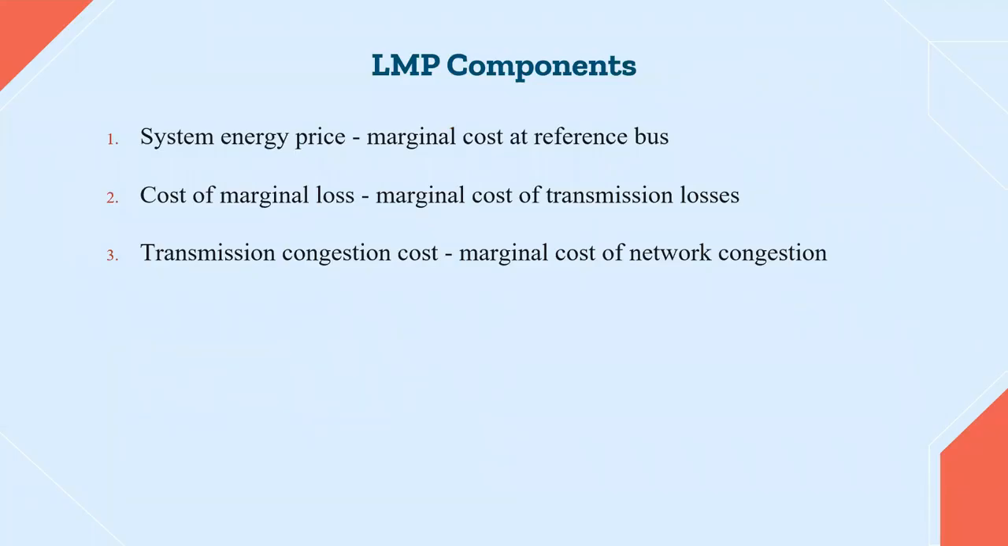LMP consists of three things. First is the system energy price, second is the cost of marginal loss, and the third is the transmission construction cost.